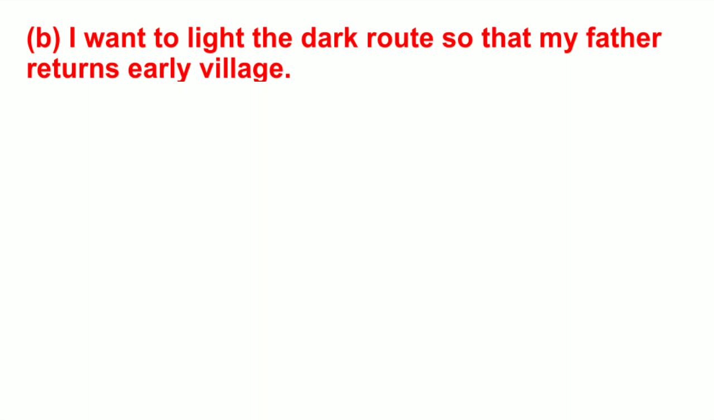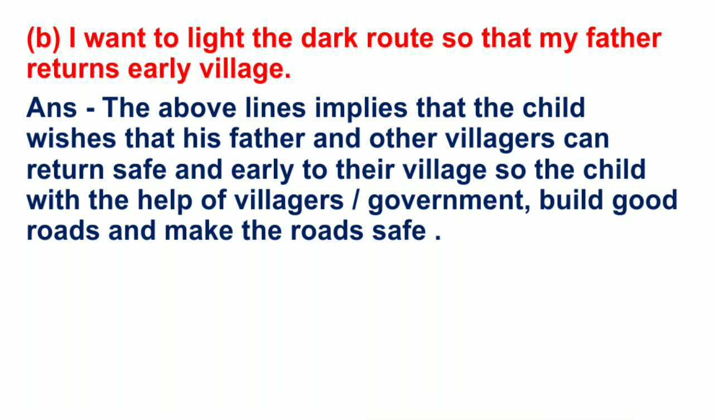Next question. Question B. I want to light the dark route so that my father returns early. Answer. The above lines imply that the child wishes that his father and other villagers can return safe and early to their village. So the child, with the help of the villagers or government, can build good roads and make the roads safe.